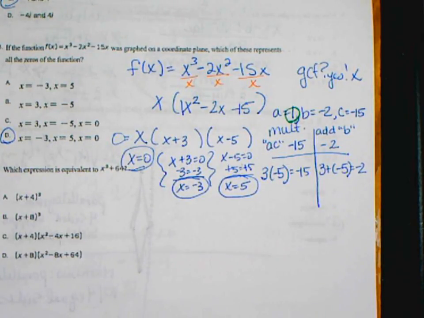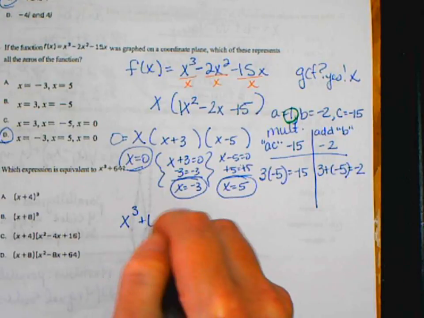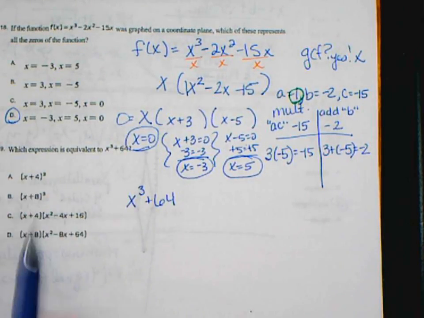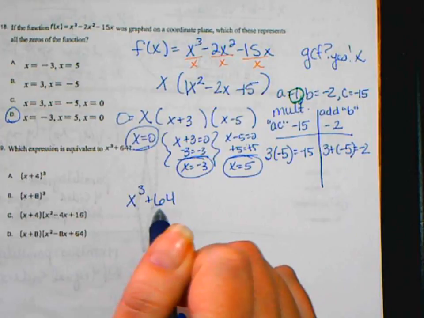Number 19, okay. Which expression is equivalent to x cubed plus 64? This is in factored form. If you notice, these are in factored form. Now, if this was a multiple choice and you could not remember how to factor, this is a sum of cubes, a perfect cube plus a perfect cube. If you couldn't remember how to factor those, well, just multiply all these out and see which one matches, okay?